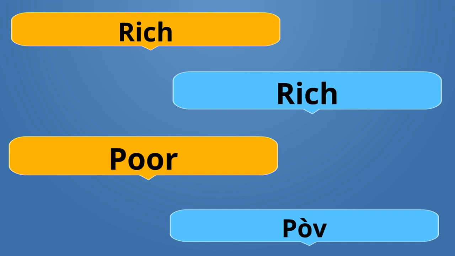We have rich and poor as opposites, okay? Rich, okay? We say riche in Creole. Riche for poor, we say pauvre. Pauvre. Riche and pauvre.